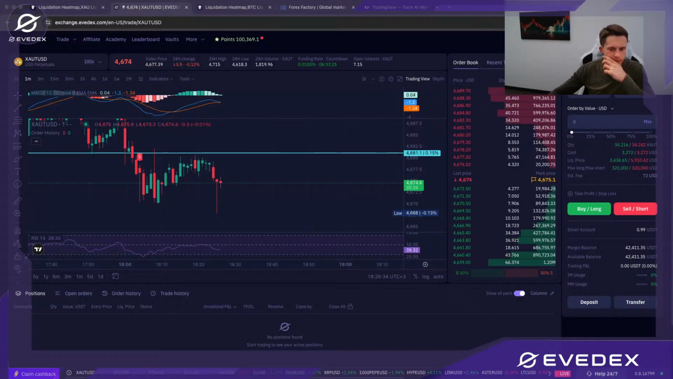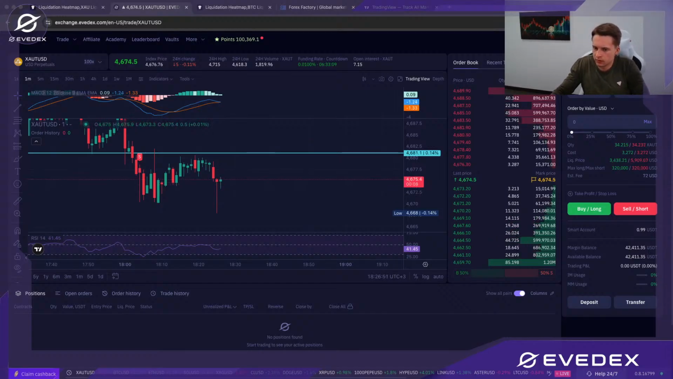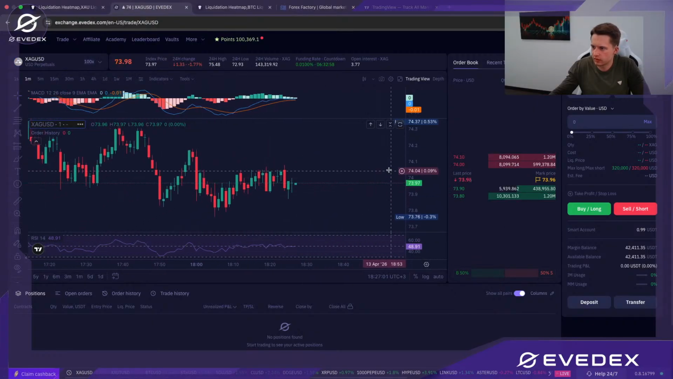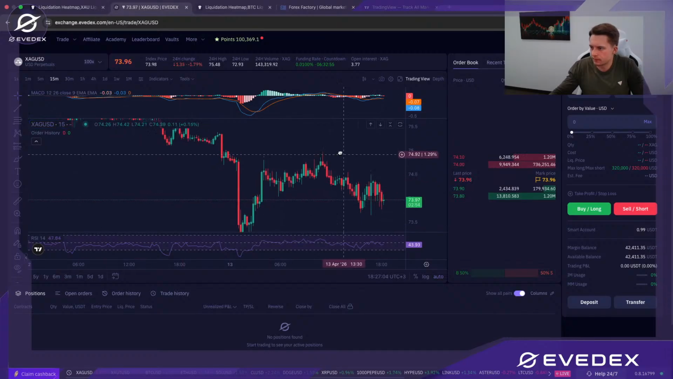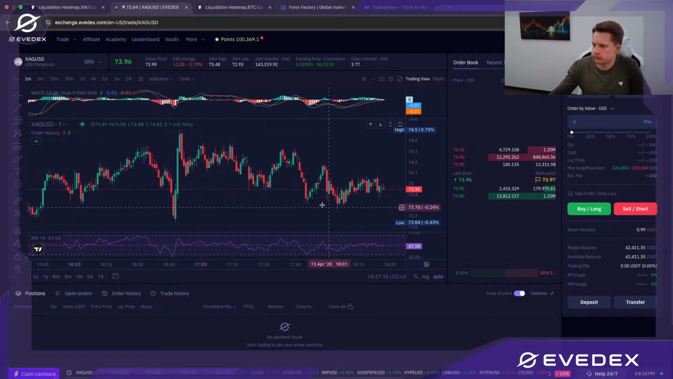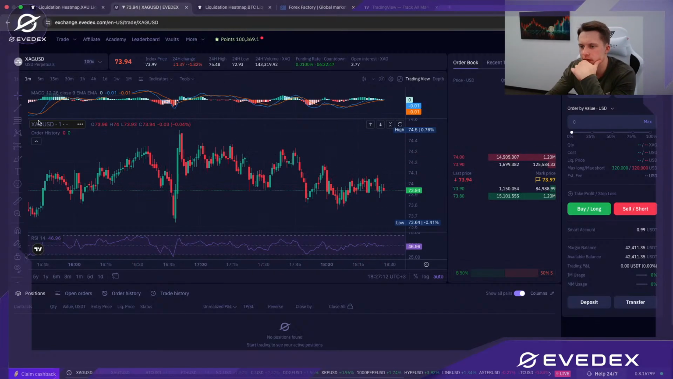So it doesn't seem that we'll get a move to the upside, as it does look like it's coming very, very bearish, not gonna lie. So in that case, we can actually hop over onto silver, see what silver has to offer. Doesn't look like too much, I'm not gonna lie. It does look like a bit of a downtrend is forming.